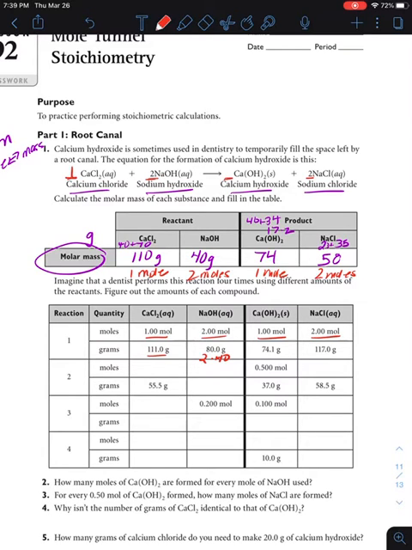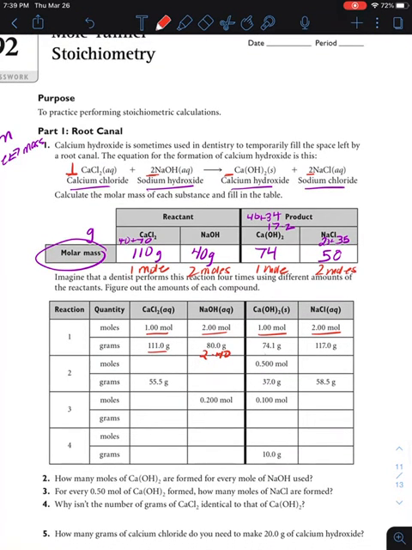Looking at the product side, we have 1 mole, 74, good there. And this one, you'll do the same thing. We had 58, that's 1 mole. Now we have 2 moles, so to get that, it had to be 2 times 58. So let's go through a couple of these and see how well we do. So as always, we're going to have 1 mole of calcium chloride. Okay, but what happened to the mass here?